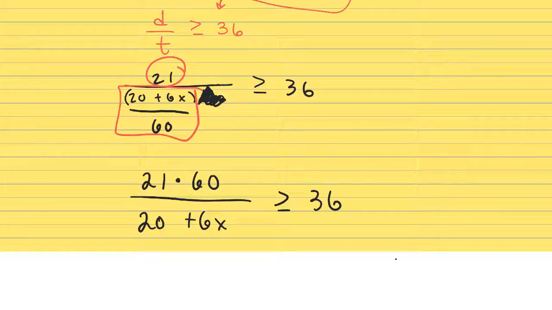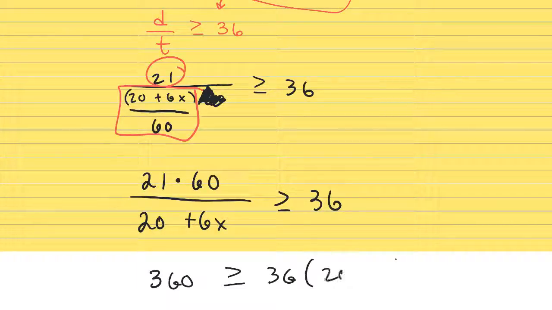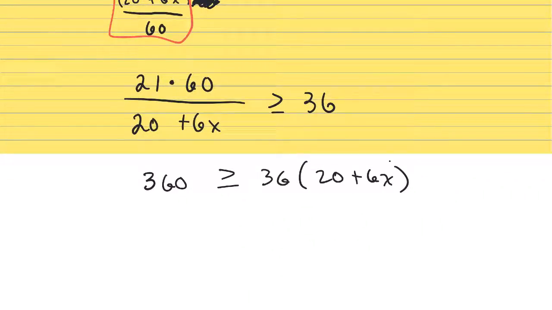Okay? A little bit more work. 20 times 60 gives us 300. So what do we have? 360 here, greater than or equal to 36 times the quantity 20 plus 6x. I'd have to go through and distribute, or actually, we have 36 and 360. That's convenient, isn't it? What can I do on both sides? Just divide by 36, right? If I divide both sides by 36 at this point, it makes it a little bit easier. This becomes a 10, this becomes a 1. Subtract the 20.